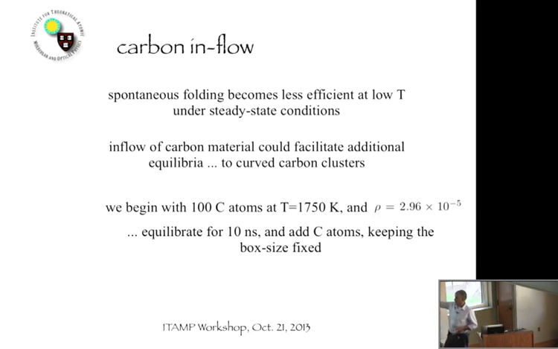The temperature, I think the student chose it, is a sort of arbitrary temperature. We could choose 1,000 Kelvin, or 500 Kelvin, and such a density. This was just a model study to see what would happen. We equilibrate for 10 nanoseconds, then add an influx of carbon atoms. You just inject them and use that as an initial condition to move on for another 10 nanoseconds, keeping the box size fixed, therefore increasing the density.